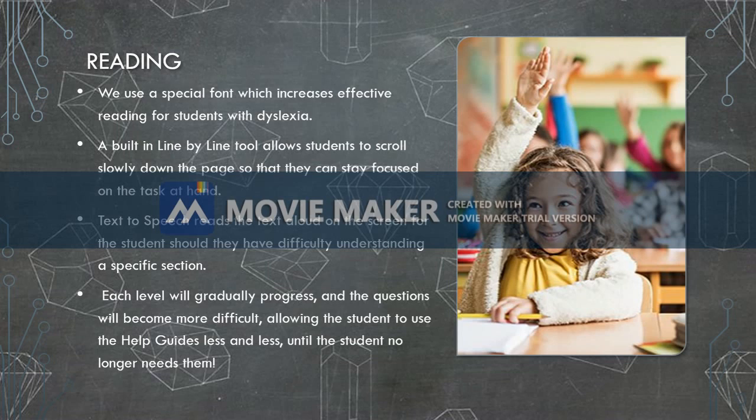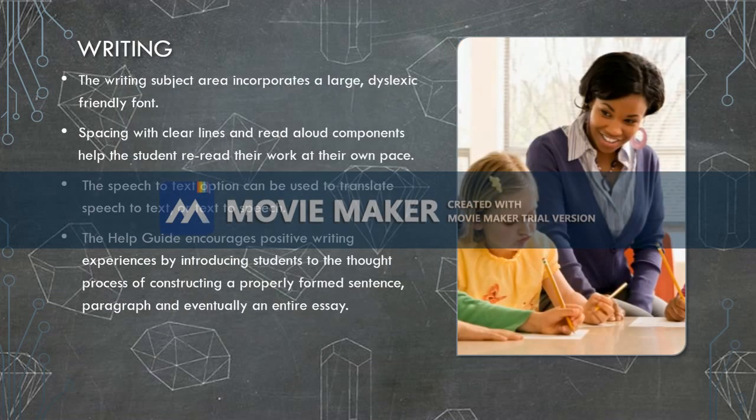A built-in line-by-line tool allows students to scroll slowly down the page so that they can stay focused on the task at hand. Text-to-speech reads the text aloud on the screen for the student should they have any difficulties with understanding a specific section. And each level will gradually progress, and the questions can become more difficult, allowing the students to use the help guides less and less until the student no longer needs them.